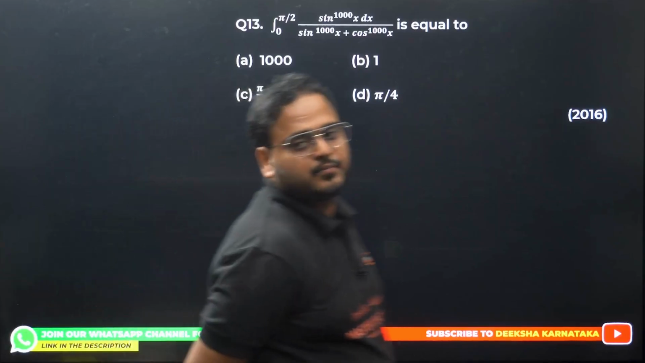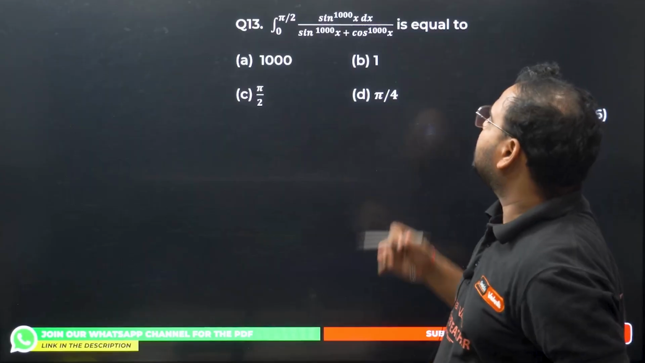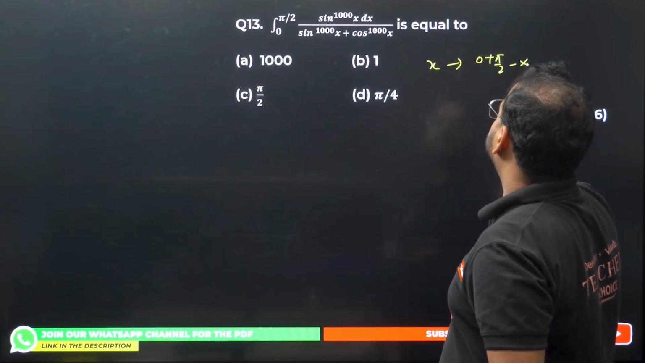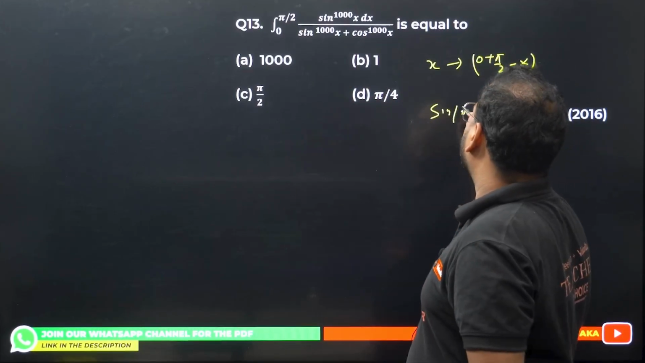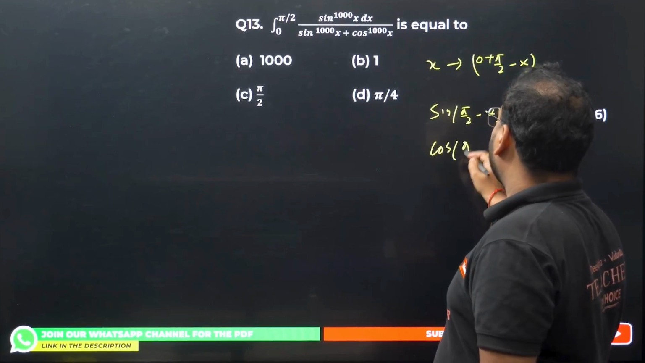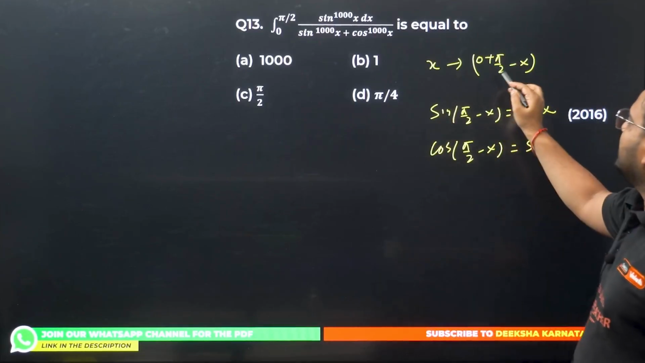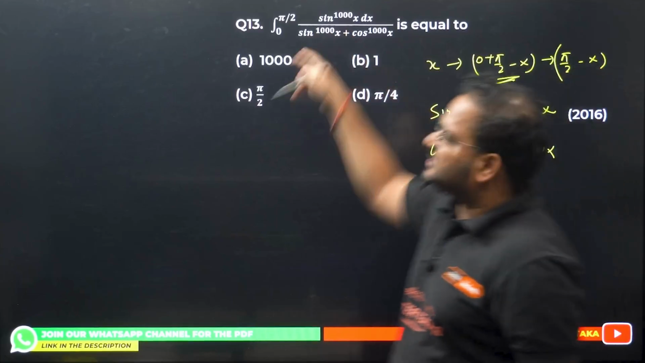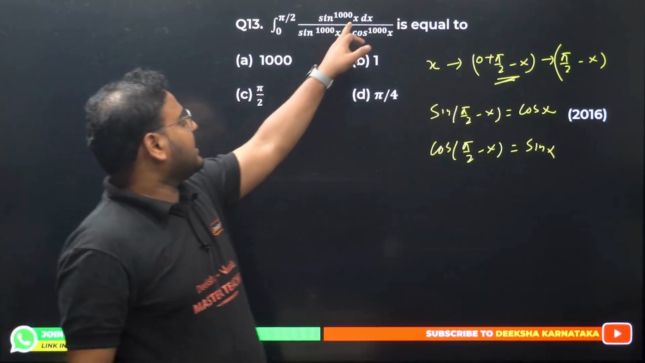Question number 13 now. Now this one way is simply taking x as 0 plus pi by 2 minus x. Okay, replace everywhere. Sine of pi by 2 minus x will become cos x. Cos of pi by 2 minus x will become sin x. First quadrant, right? So I'm asking you to replace this in the given integral. Everywhere x becomes pi by 2 minus x.